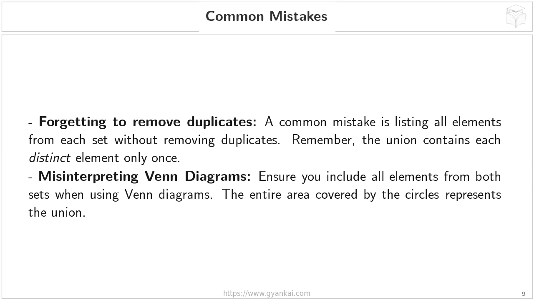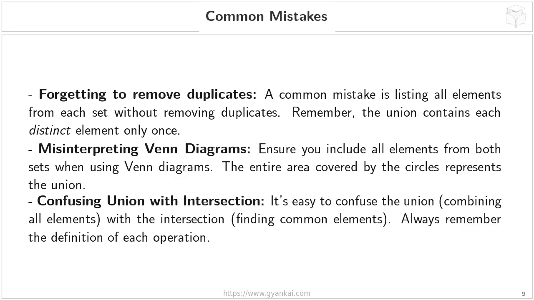Next, it points out, misinterpreting Venn diagrams. Ensure you include all elements from both sets when using Venn diagrams. The entire area covered by the circles represents the union. Remember those diagrams we just looked at? The union is represented by everything inside both circles, the overlapping part and the non-overlapping parts. It's easy to focus only on what the sets have in common, but the union includes everything from both sets, so make sure your diagram reflects that complete coverage.